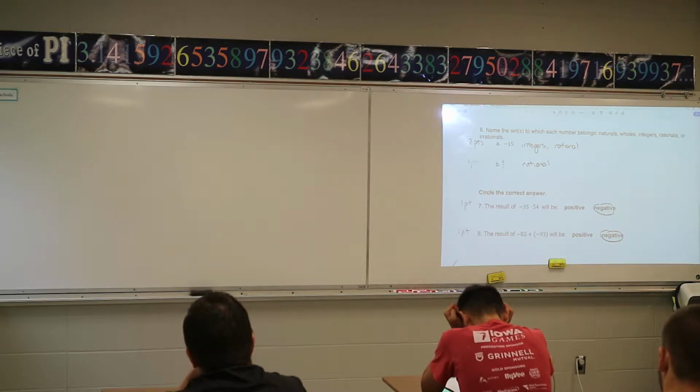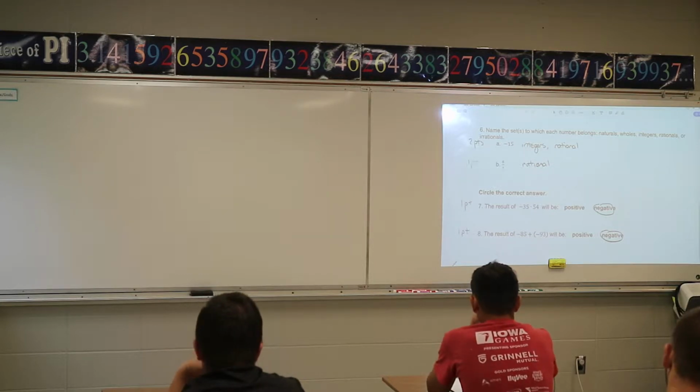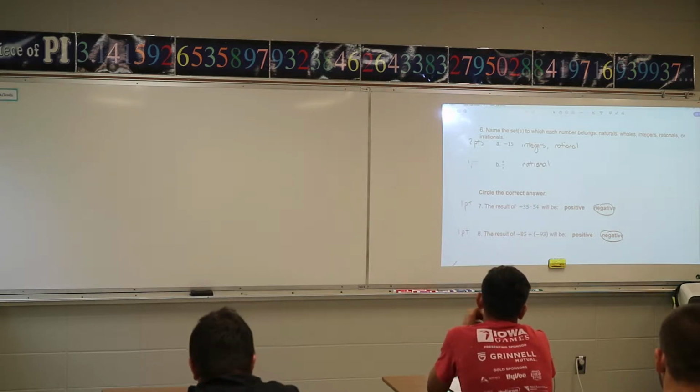The next one is automatically rational. It's a fraction. It's not irrational. Since you can write it as a fraction, it's automatically rational. The only time it would be irrational is if there's a dot, dot, dot for decimals. So really, that's how you know.